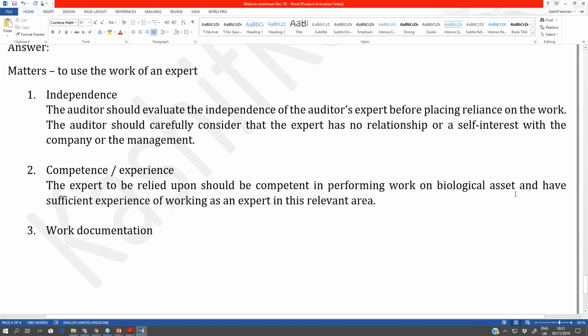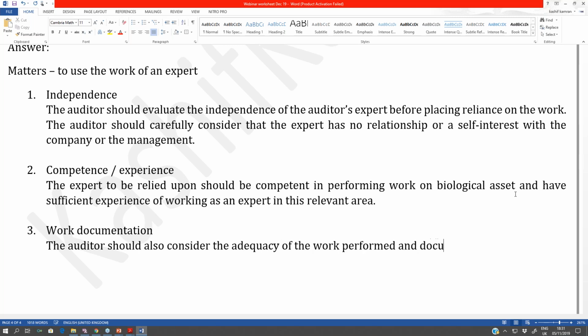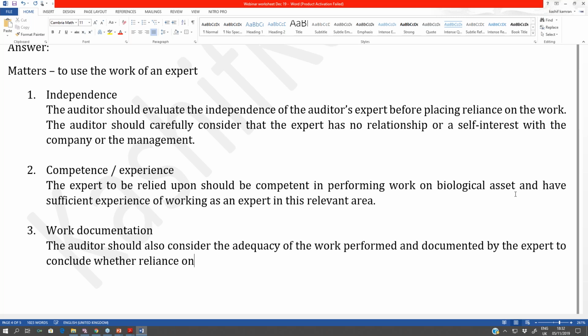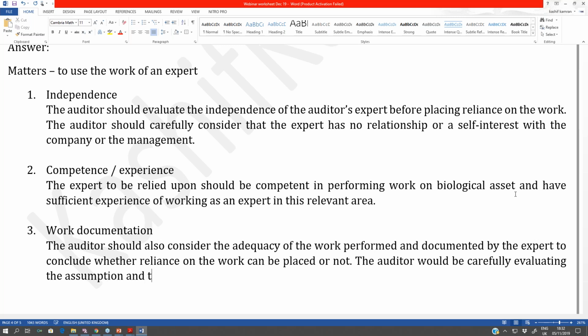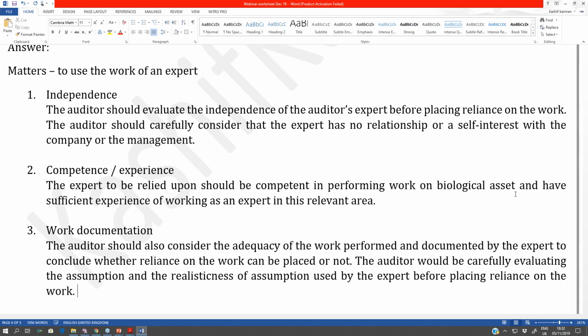The last one, work documentation. The auditor should also consider the adequacy of the work performed and documented by the expert to conclude whether reliance on the work can be placed or not. The auditor would be carefully evaluating the assumptions and the realisticness of assumptions used by the expert before placing reliance on the work. So I've developed the whole answer, right?